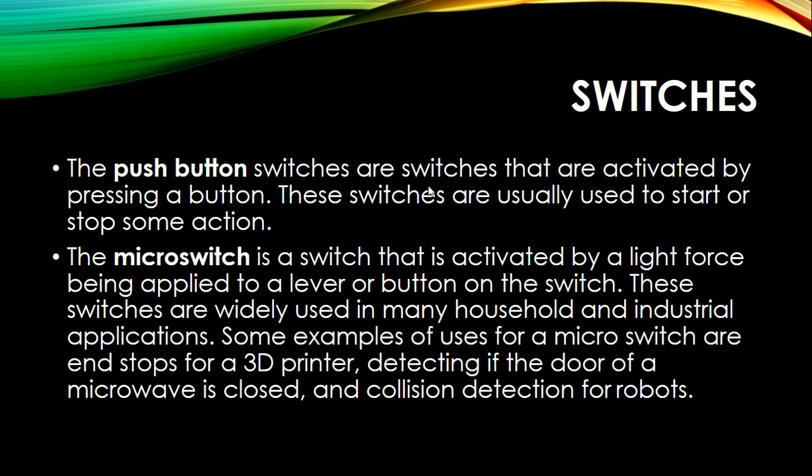Okay, next we have switches. We have three types of switches shown here. The push button switches are switches that are activated by pressing a button. These switches are usually used to start or stop some action. And then the micro switch is a switch that is activated by a light force being applied to a lever or button on the switch. These switches are widely used in many household and industrial applications. Examples are a micro switch for the end stops of a 3D printer, detecting if the door of a microwave is closed, and collision detection for robots.